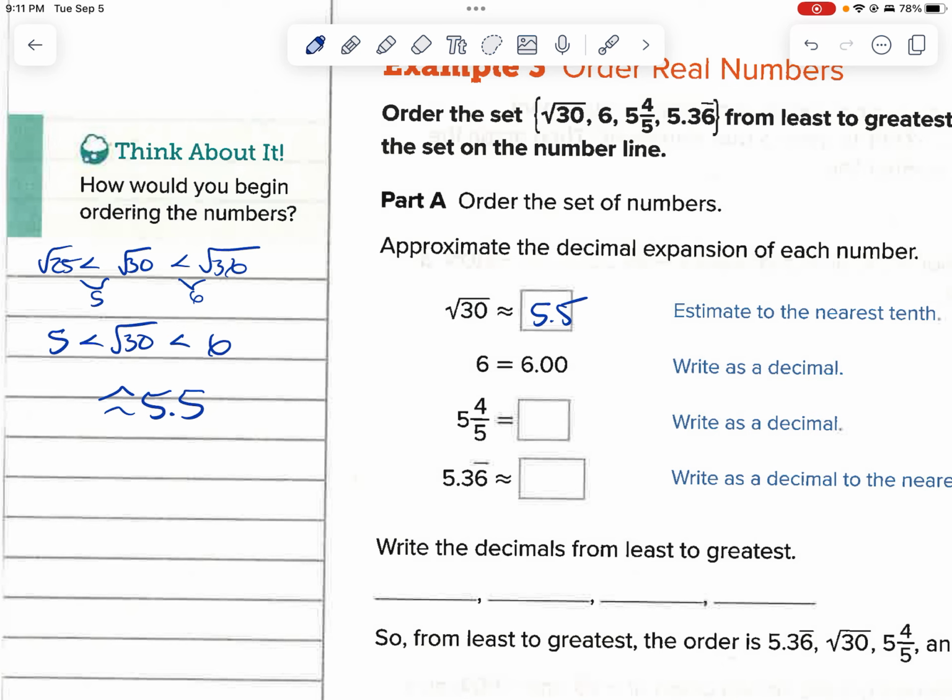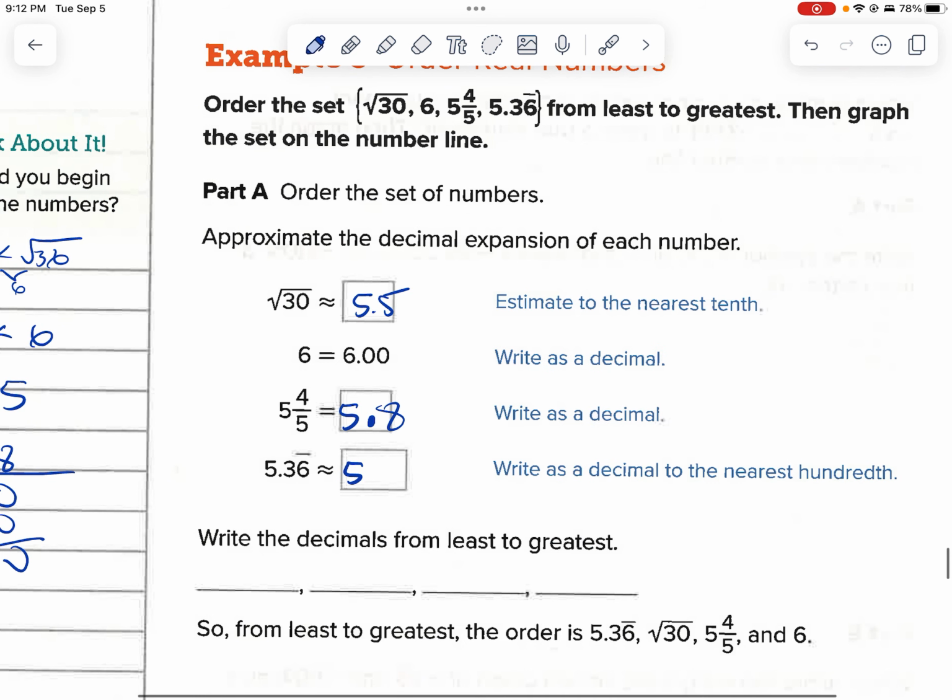Okay. This next one says 4 over 5. So 4 divided by 5. So 5 times 8 gets 40. So this is going to be 5.8. Nearest hundredth. So in this spot right here, so 0.36.